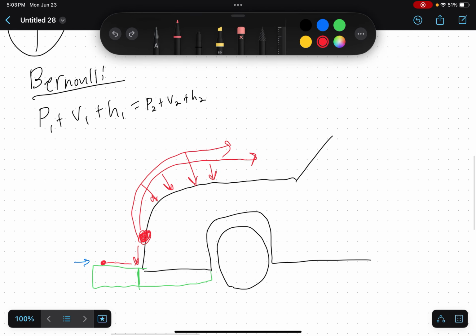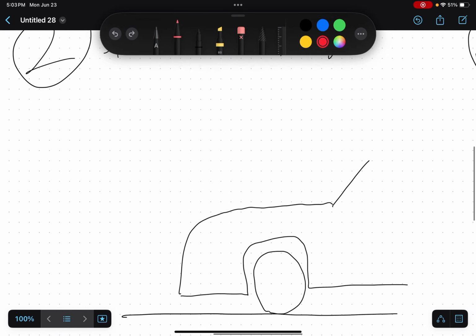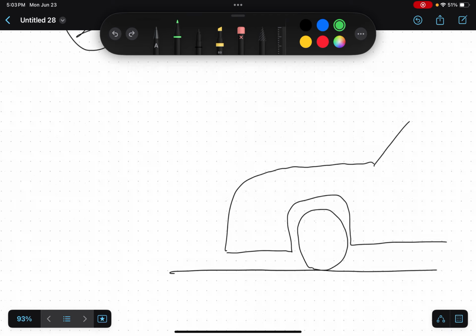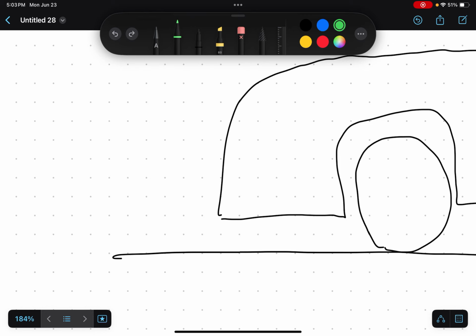Okay, number 2, splitter thickness and height. Okay, so let's say you've got a very thick splitter.